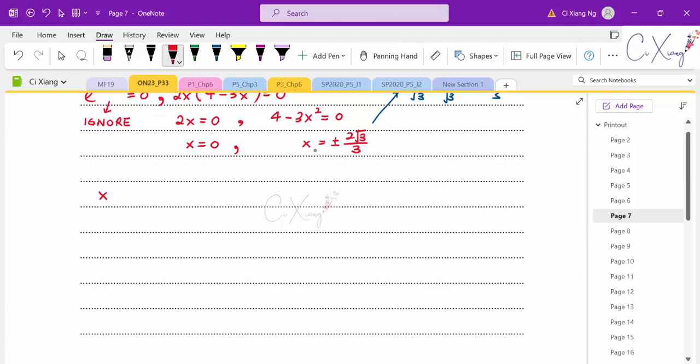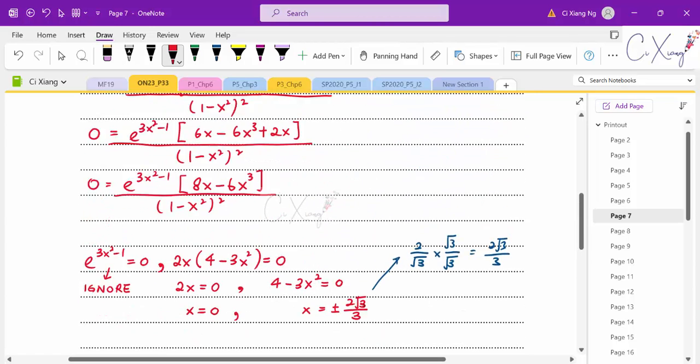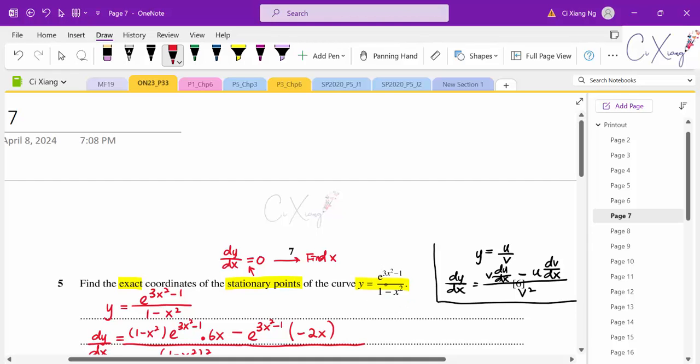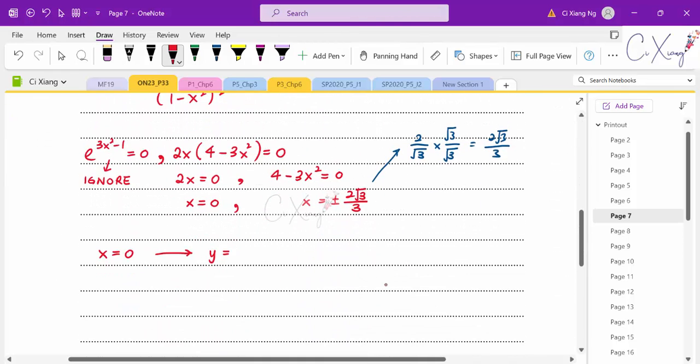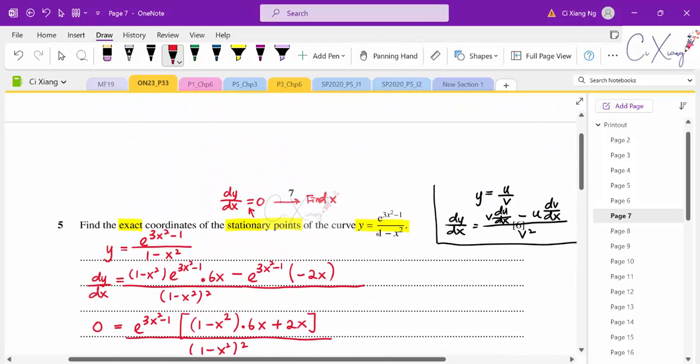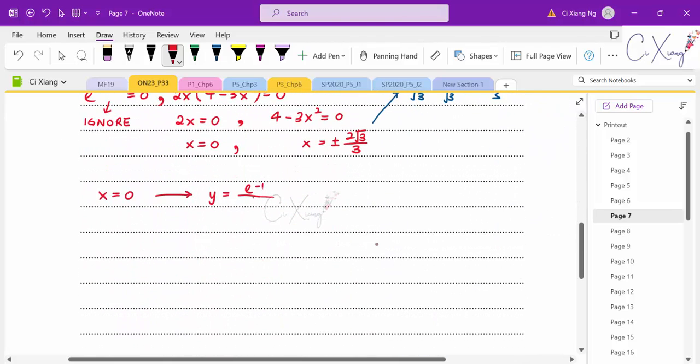So I will start with x equals 0 first. When x equals 0, what happens to y? My y equation becomes e power 0 minus 1, so e power 0 minus 1 will give you e to the negative 1. Then divided by the bottom, which is 1 minus x squared. So 1 minus 0 squared, you have 1. Therefore y is 1 over e power 1. That's your first coordinate. You just keep it in the e form because for this question, they are requesting only the exact coordinates.